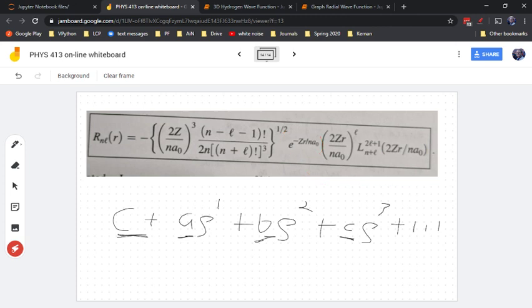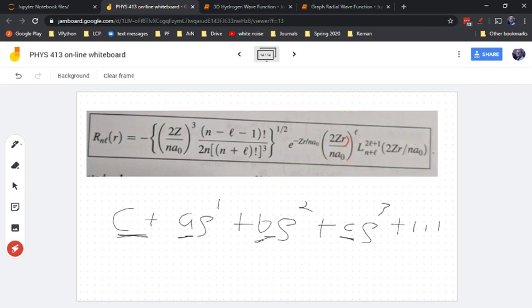And then everything else is constants, right? This thing is just a normalization constant. Oh, excuse me, it's not normalization. It's got an r to the l there. Excuse me. Yeah, so you are multiplying this thing by an r to the l. So you've got a Laguerre polynomial times this thing.